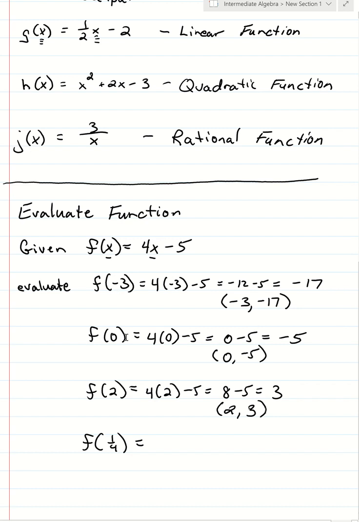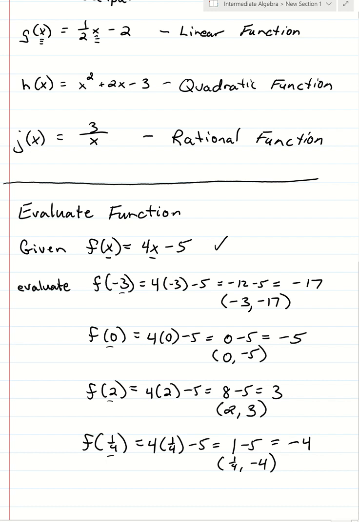We plugged in a negative number, we plugged in 0, we plugged in a positive number. Can I plug in a fraction? Sure. I would have to write this as 4 times 1/4 minus 5. When we simplify, 4 times 1/4 would be 1 minus 5. And when we perform the order of operations of 1 minus 5, we get a negative 4. So our ordered pair would be 1/4, negative 4. So when I ask you to evaluate a function, not only do I have to give you the rule, okay, the formula, the recipe that we have to follow, but I have to give you an x value to plug in.